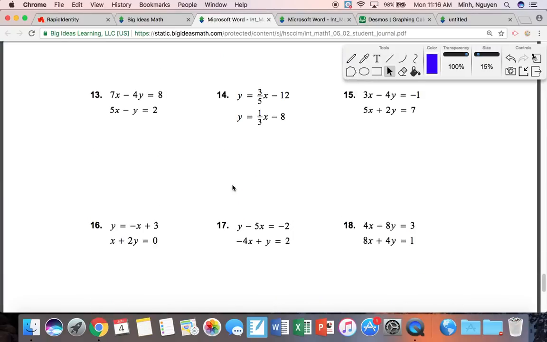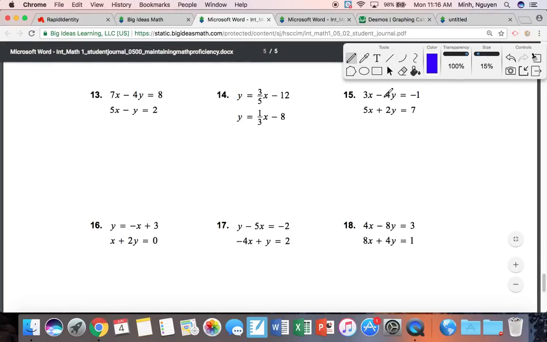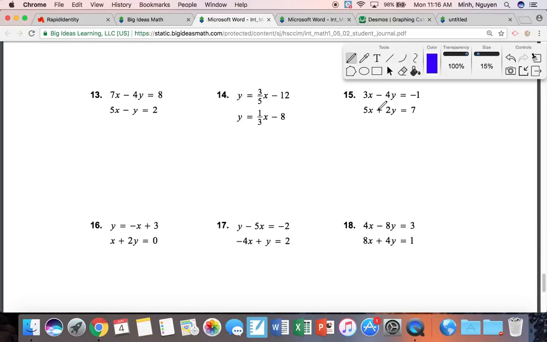Let's see here. 15 looks pretty complex. So I will get y by itself. Well, the last one I already did y by itself. Let's get x by itself. So I'm actually going to start off by adding 4y. 3x equals negative 1 plus 4y. I'm going to divide by 3. Negative 1 divided by 3 is negative 1/3 plus 4/3 y.